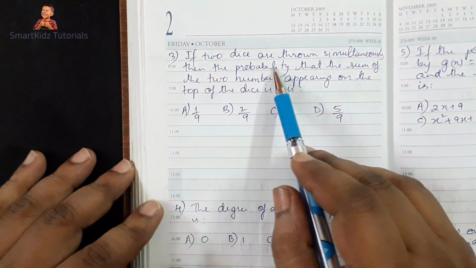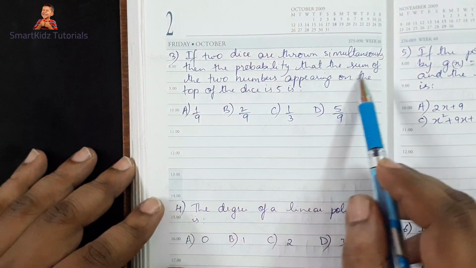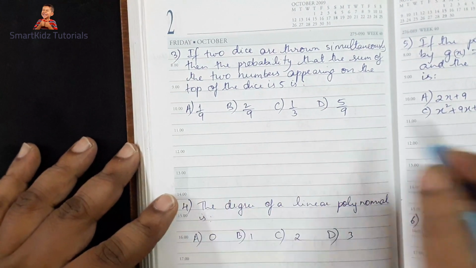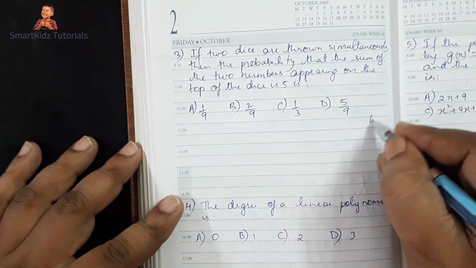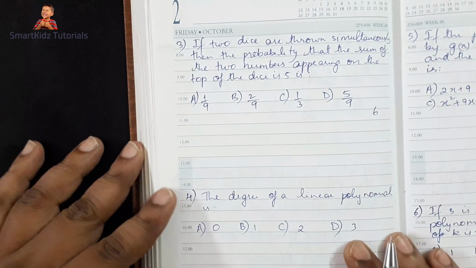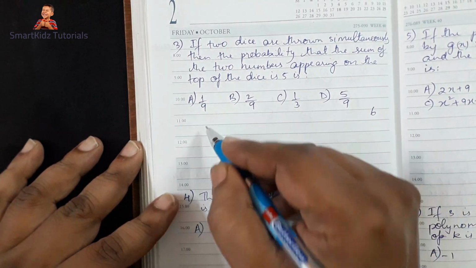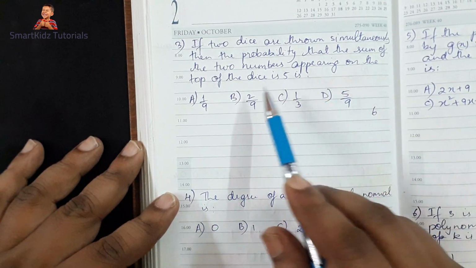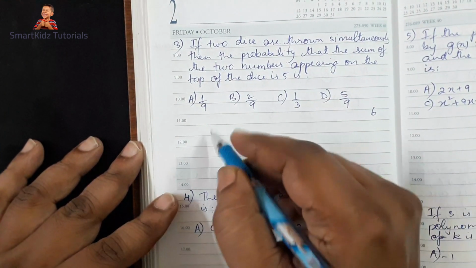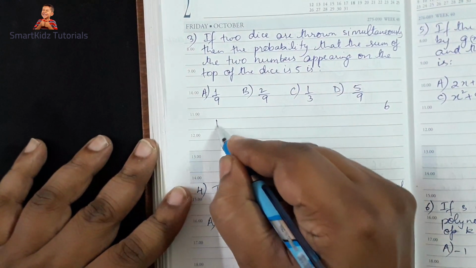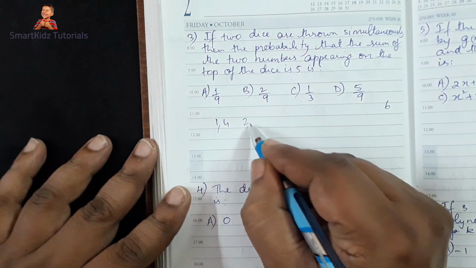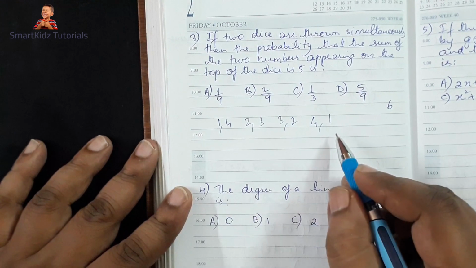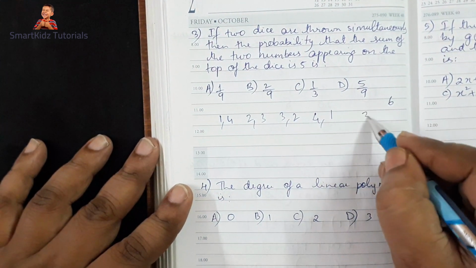Next question: if 2 dice are thrown simultaneously, then the probability that the sum of the 2 numbers appearing on the top of the dice is 5 is one of these. So we should know that a dice has got 6 dots, that means 6 numbers, and if we are asked for probability that the sum of the 2 numbers appearing on the top of the dice is 5. So that will be when the combination is 1 and 4, or 2 and 3, or 3 and 2, or 4 and 1. So there are only 4 possibilities there out of a total of 36.